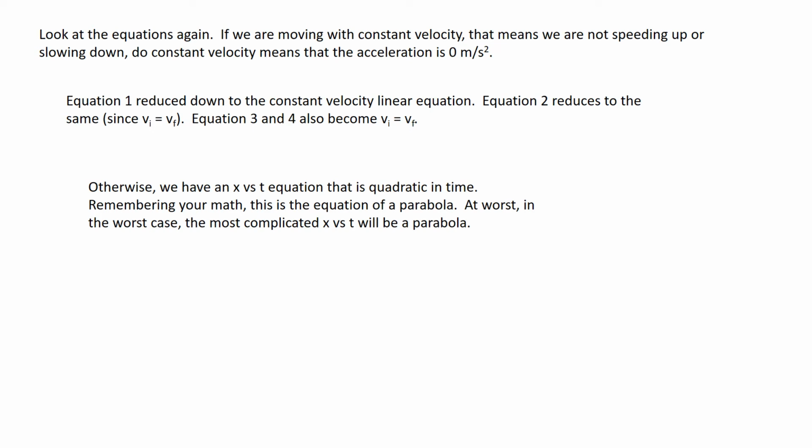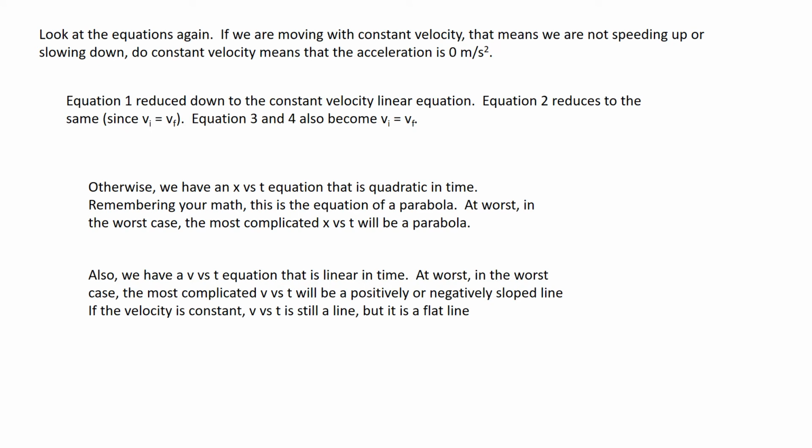Otherwise, we will have an x versus t equation that is quadratic in time. Remember in your math, this is the equation of a parabola. In the worst cases, the most complicated x versus t graphs will be a parabola. We also will then have a v versus t equation that is linear in time. In the worst case, the most complicated v versus t graph will be a positively or negatively sloped line. If the velocity is constant, meaning that the acceleration is 0, v versus t is still a line, but now it's a flat line.